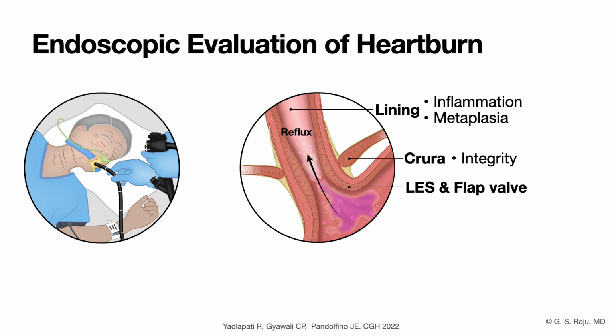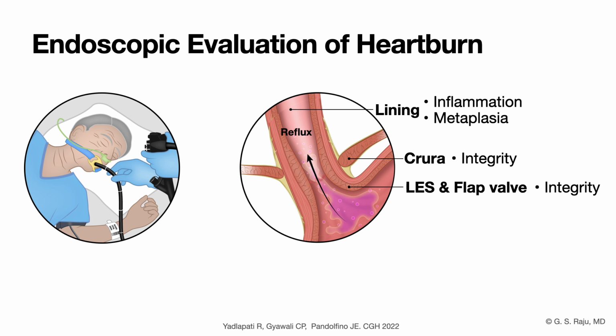After you enter into the stomach, you check the lower esophageal sphincter and the flap valve by retroflexing your endoscope and checking the integrity of the flap valve. So, commenting on these three components is important for your subsequent management of the patient.